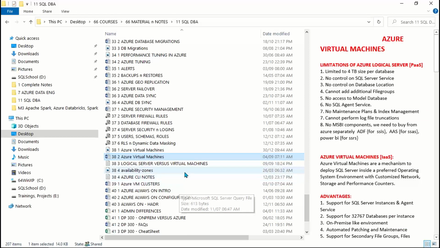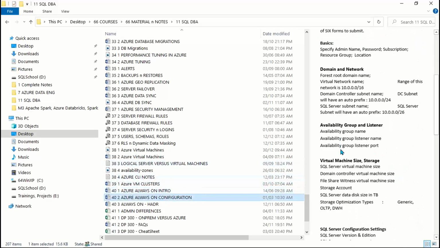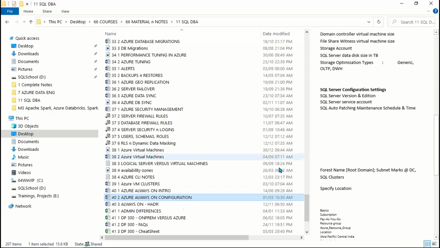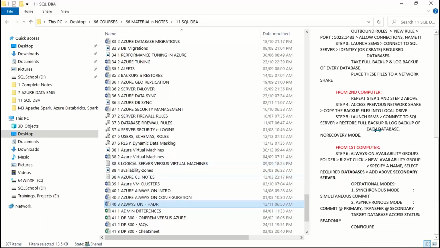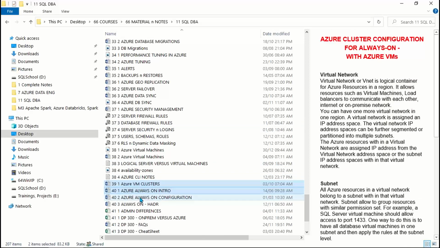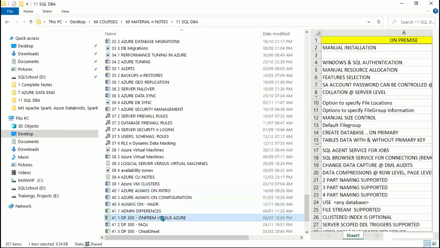Step by step to learn always on concepts. Right from the scratch we'll do carefully for always on practically. And always on for HADR activity. Step number 1, step number 2, we're going to slow pace step by step. 3 different classes exclusively for always on. Sorry, 4 classes, including VM. Then we need to learn on-premise versus Azure differences.